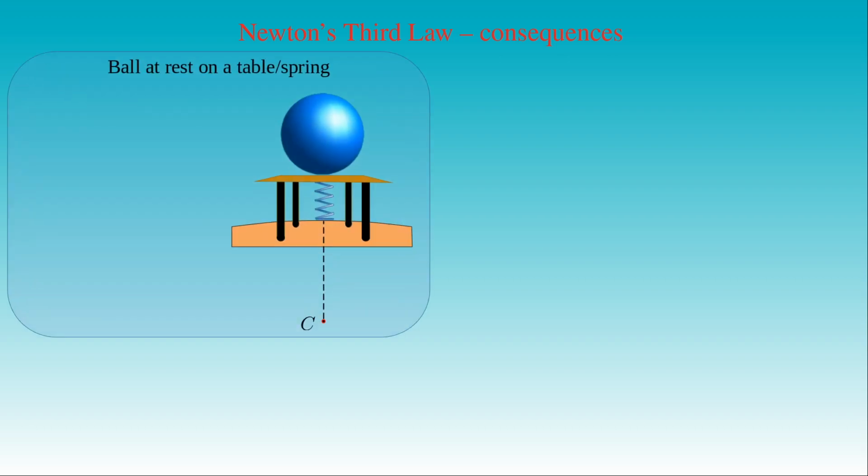We can also consider slightly more complicated examples to study the consequences of the principle of action and reaction. In the first example, a ball is at rest either on a table or a spring, where we neglect the weight of the table or the spring.